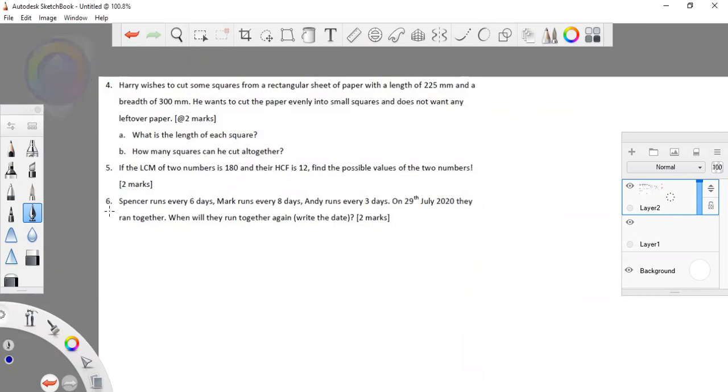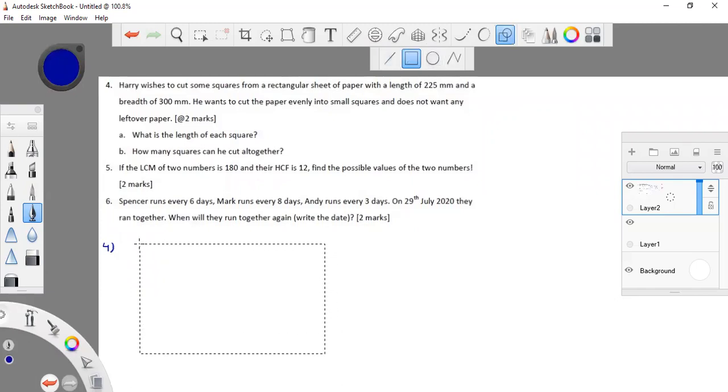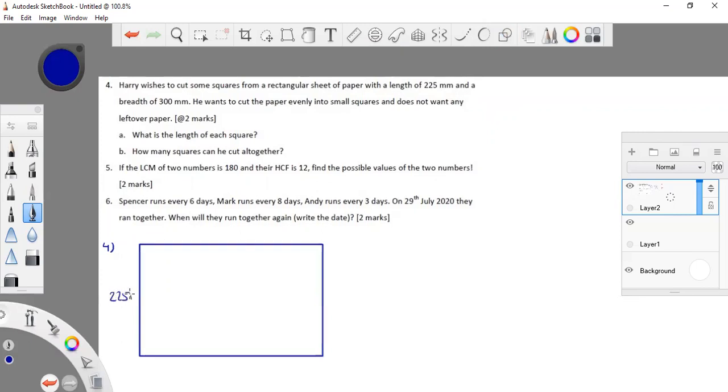Harry wishes to cut some squares from a rectangular sheet of paper with a length of 225 and 300 millimeter. Okay, we have a rectangular paper, like A4 paper. So this is 225, of course, the smaller or shorter part, and this will be 300 millimeter. And he wants to cut the paper evenly into small squares and does not want any leftover paper.